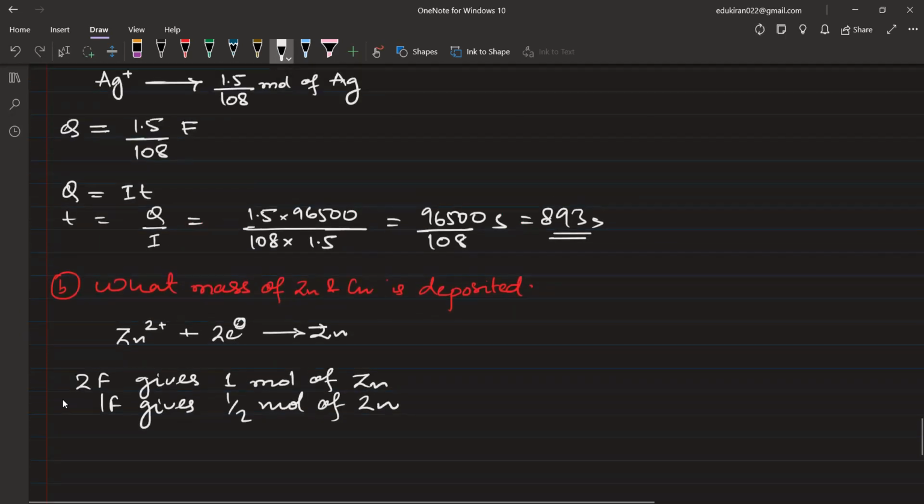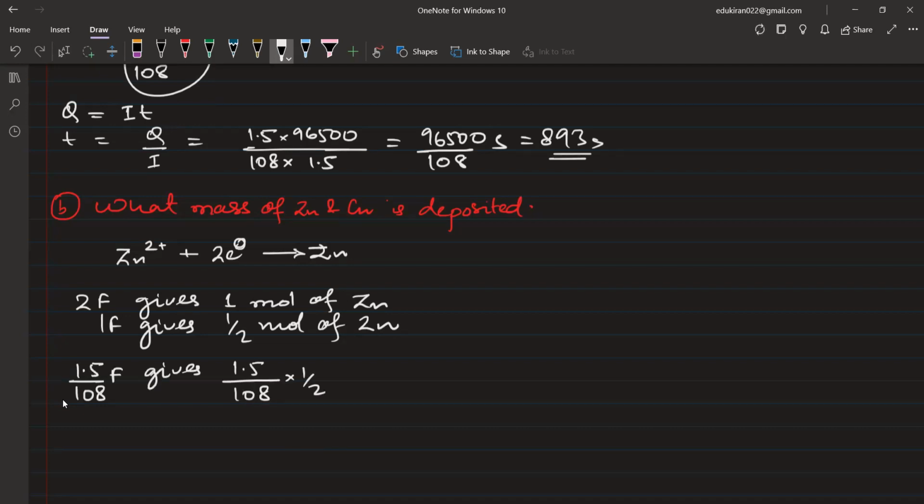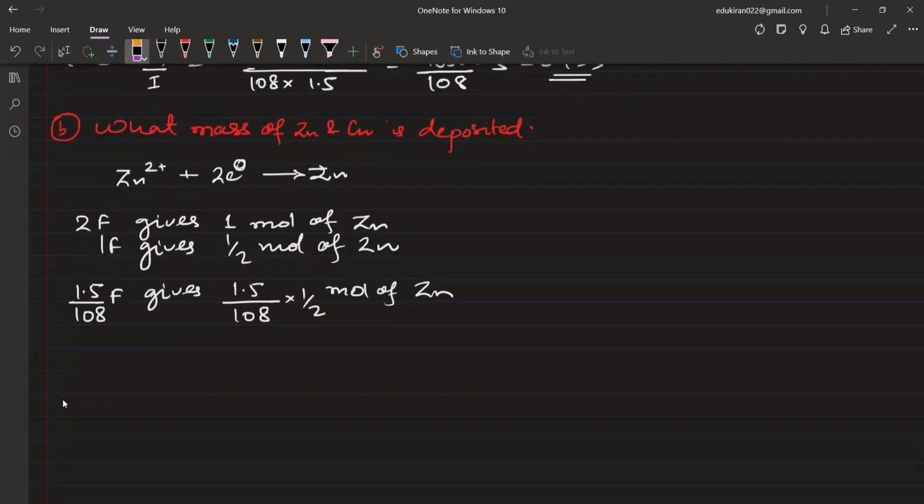How much Faraday of charge is passing through? This many Faradays, 1.5 upon 108. So 1.5 upon 108 Faraday gives 1.5 upon 108 into 1/2. देखिए 1 Faraday से इतना मिलता था, 1.5 upon 108 से इतना मिल जाएगा, 1/2 mole of zinc, right? If you are having $1, you get half kg. So if you have 1.5 upon 108, then you will get 1.5 into 108 upon 2, है ना? So it's that.